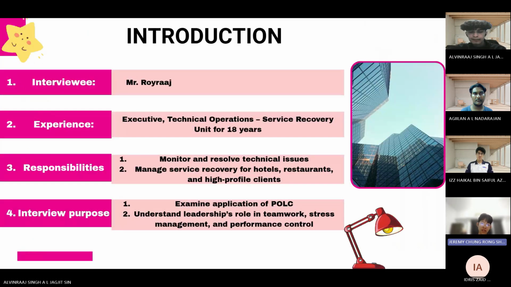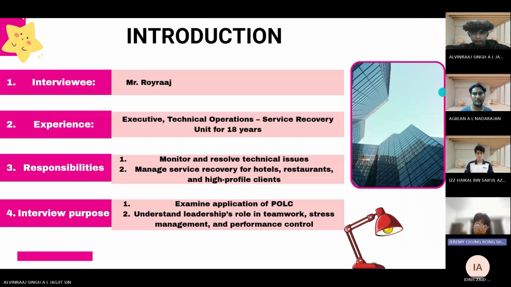Next slide. So, as for my introduction, it's pretty simple with the interviewee, Mr. Raj, and his experience is based on the executive technical operations in the service recovery unit for around 18 years. And his work responsibility varies between two, which is to monitor and resolve technical issues, and manage service recoveries for hotels, restaurants, and high-profile clients.